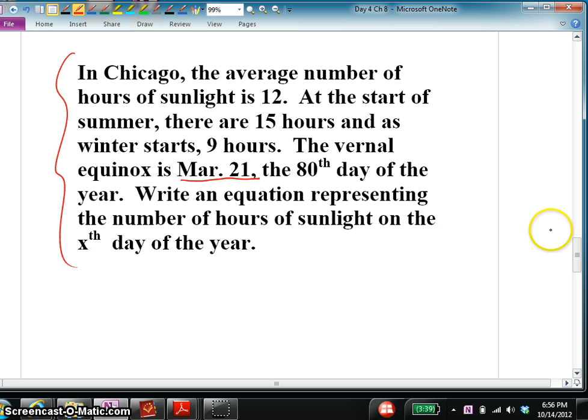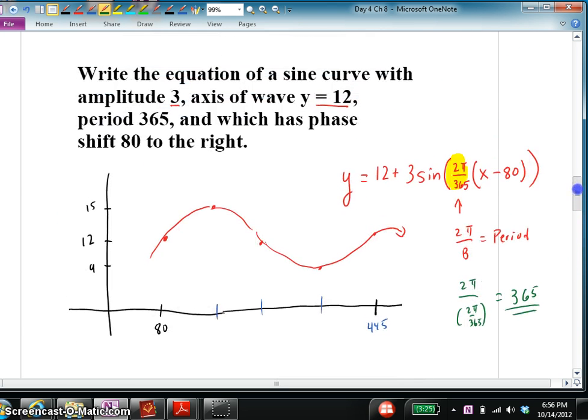So maybe some of these numbers showed up in the problem before. For instance, I know there's 365 days in a year. And I know that the average is 12. That was in the problem before. The most sunlight a day would have is 15 hours, and the least is 9. That appeared to be in the problem. So from 15 we can go up 3 or down 3. The 80th day of the year, well, the problem before had a phase shift of 80. So I wonder if what we did before has something to do with this. Let me go back up there, and let's think about it.